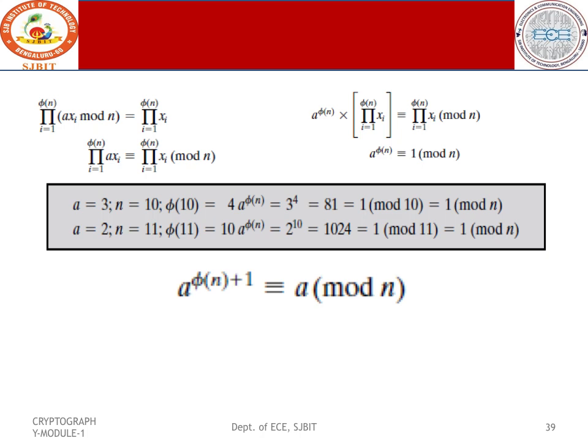So as is the case for Fermat's theorem, an alternative form of the theorem is also useful. That is, a to the power φ(n) plus 1 is congruent to a mod n. Again, similar to the case with Fermat's theorem, the first form of Euler's theorem requires that a be relatively prime to n, but this form does not.